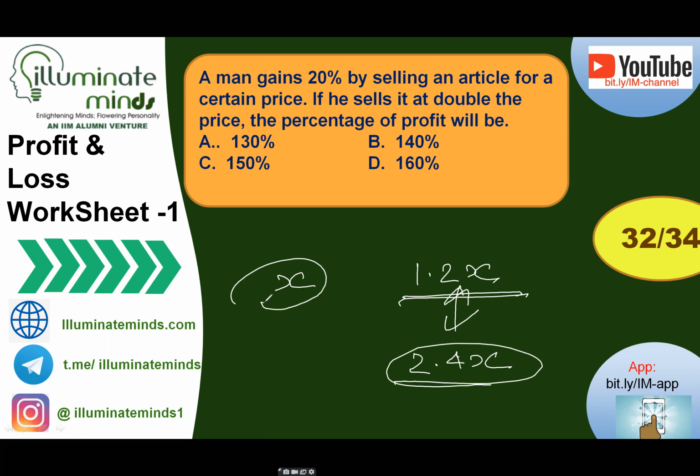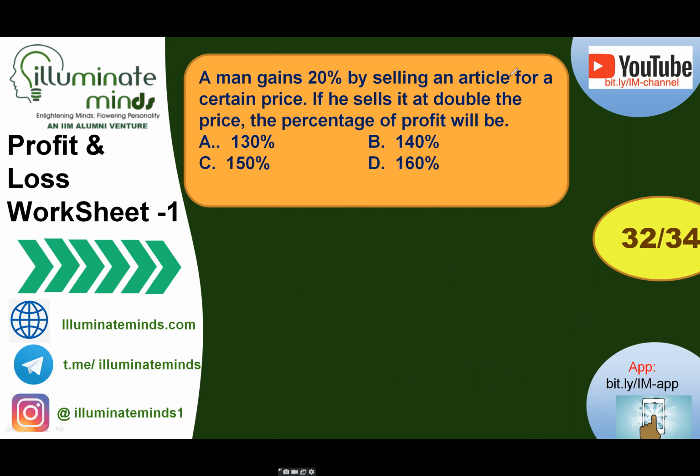His cost price is X. So 2.4x divided by X is equal to 2.4. 2.4 reflects how much? 140% profit. This should be an easy one for each one of you. Okay.